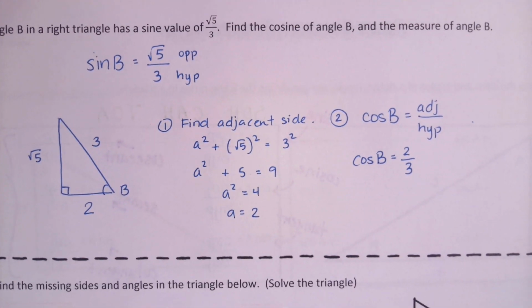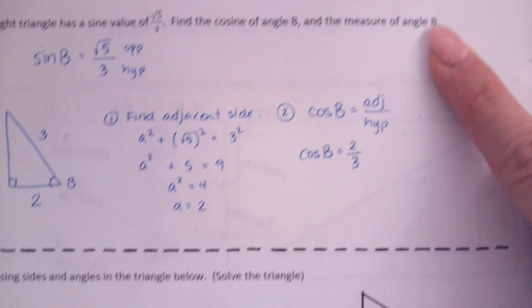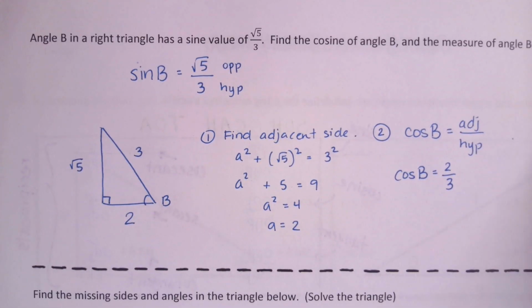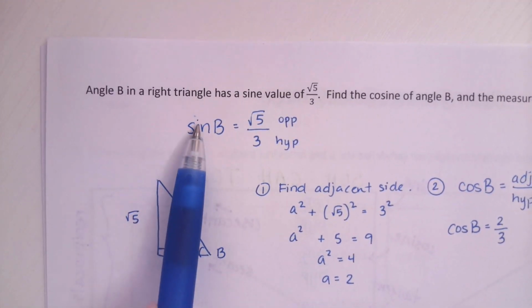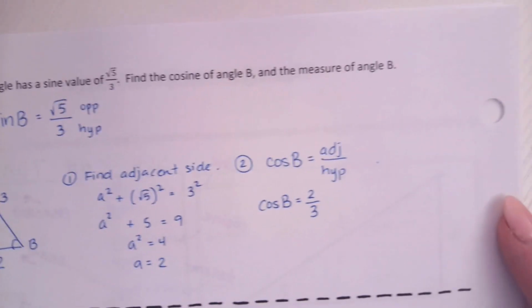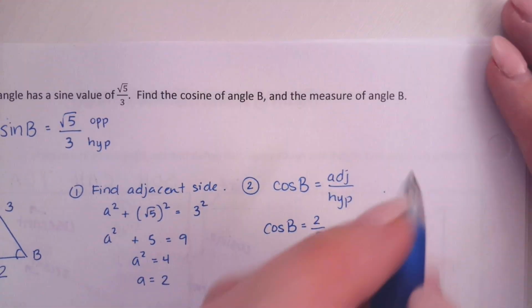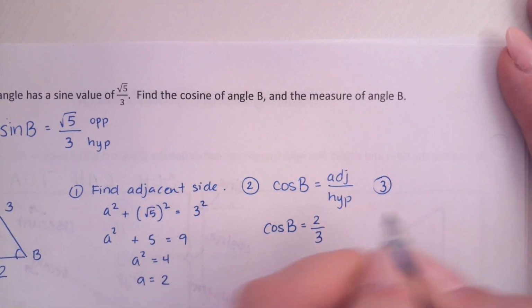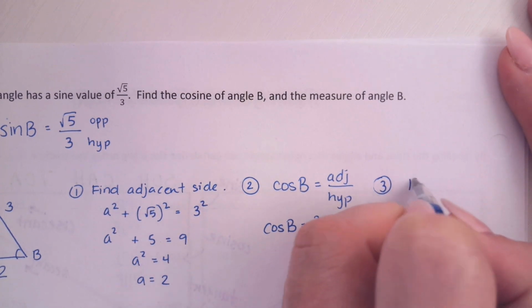So then the last thing they asked us to do is find the measure of angle B. Again, to find the measure, you will have to use some sort of inverse trig function. So we can either do inverse sine or inverse cosine, whichever one looks easier to type in. Yeah, inverse cosine looks easier. They all give you the same answer.